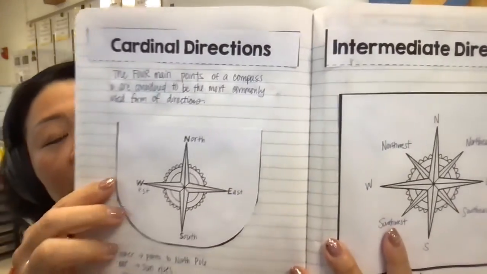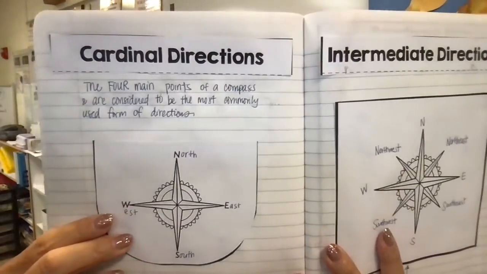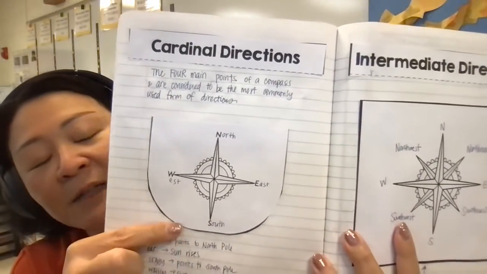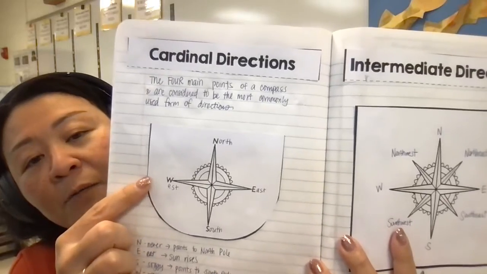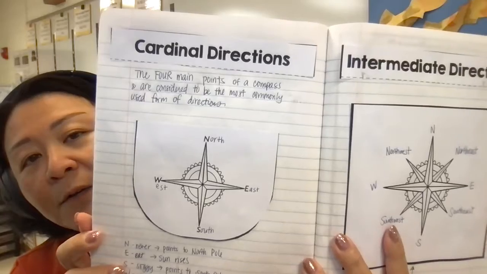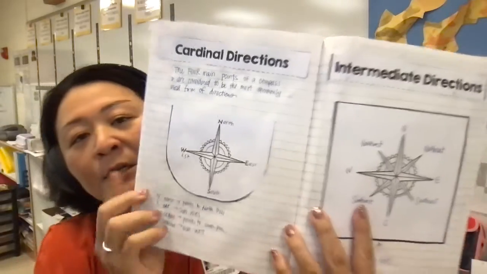So as you can see on this page, I actually just spelled out north. There was an N there. I spelled out south, I spelled out west, and I spelled out east. So you can just go ahead and write that as well. Okay. So people use this to help them navigate when they're trying to get somewhere. And like you wrote down as your definition, they're considered the most commonly used form of directions.